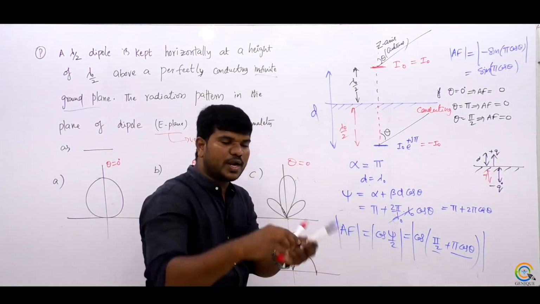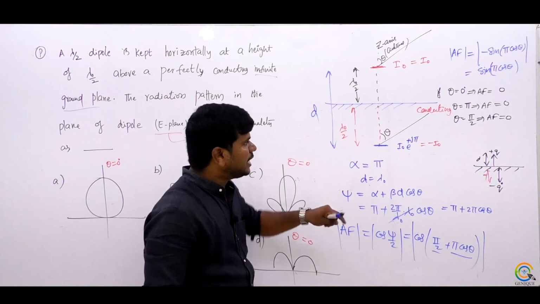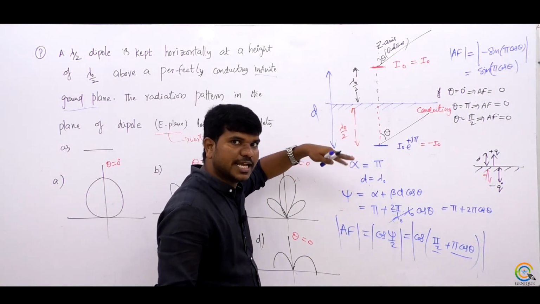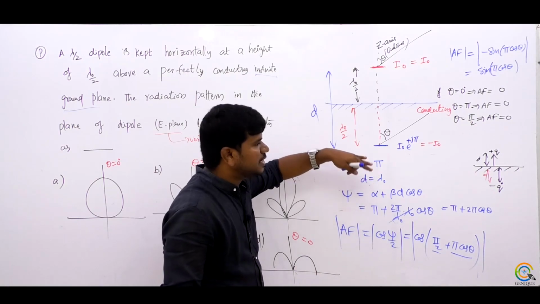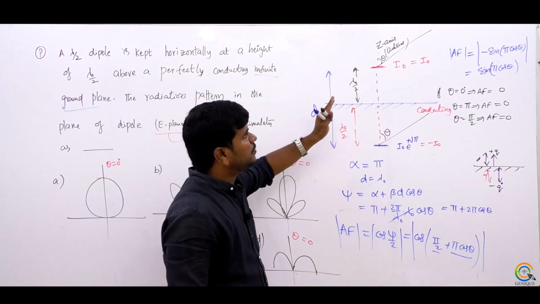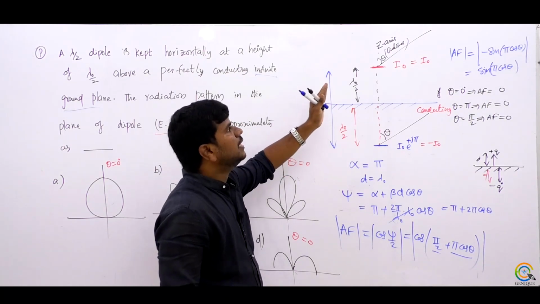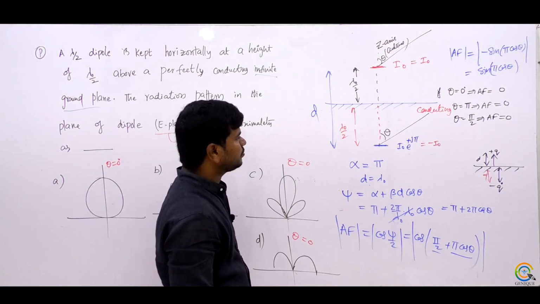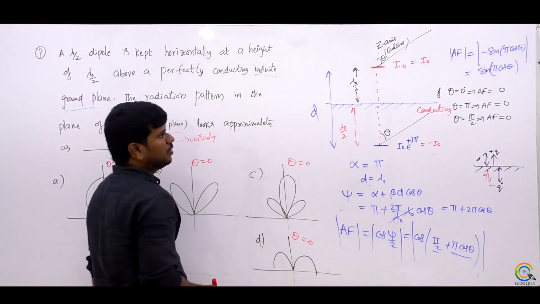Depending on the orientation of the axis, the theta will sometimes be taken from the horizontal axis. If it is the H plane, we have to take the theta from the horizontal axis. If it is the vertical plane, the E plane, the theta will be from the vertical axis. So this is theta now.